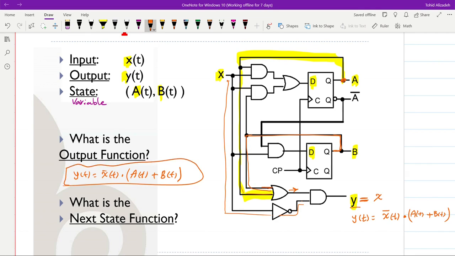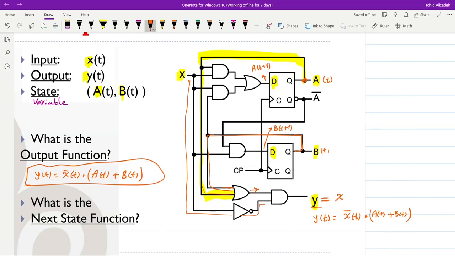As for the next state functions, we need to determine A. Here we have A at t, B at t. We need to determine the input to the flip-flops. The input to the flip-flop over here will be considered as A at t plus 1, and the input to this one will be considered as B at t plus 1. So we need to find out the input to the flip-flops. A at t plus 1 and B at t plus 1 could be obtained by looking at the block diagram of the circuit.